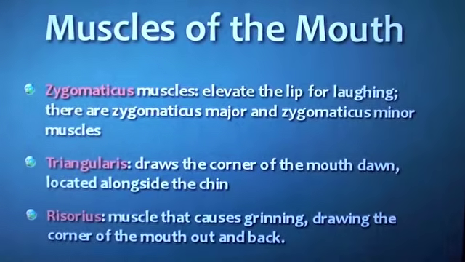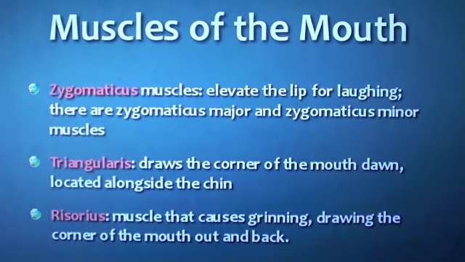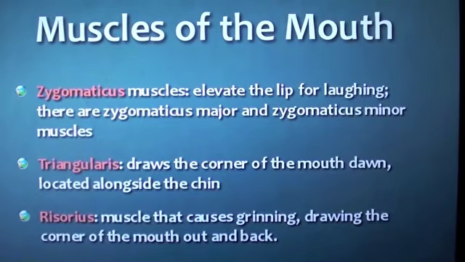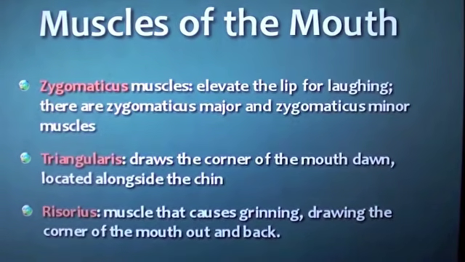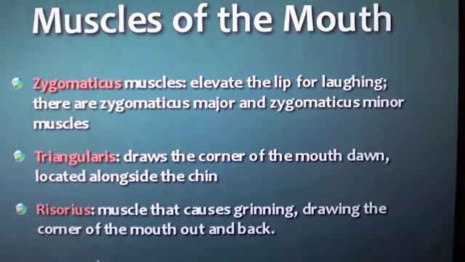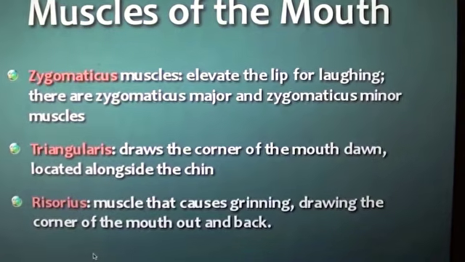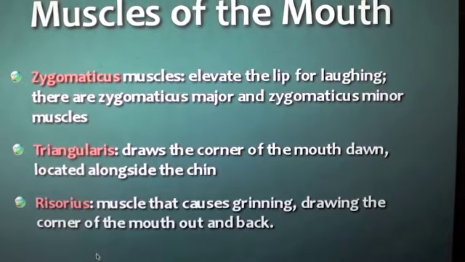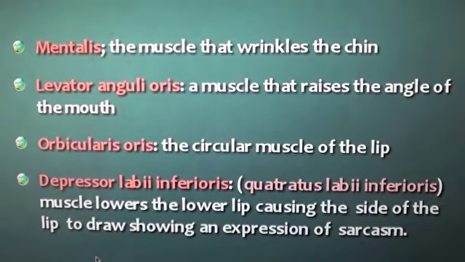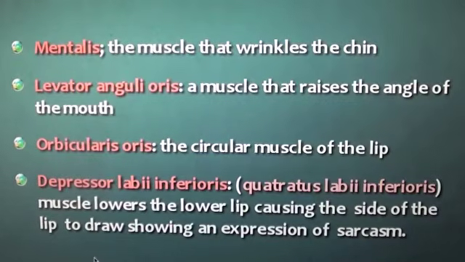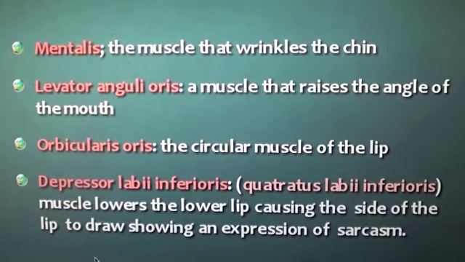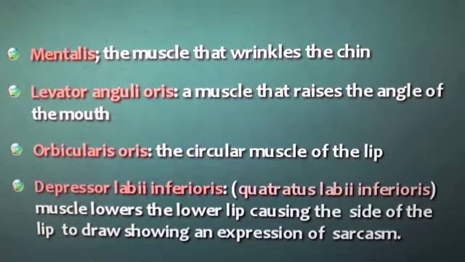Muscles of the mouth. Zygomaticus muscles elevate the lip for laughing. There are zygomaticus major and zygomaticus minor muscles. Triangularis draws the corner of the mouth down, located alongside the chin. Risorius, muscle that causes grinning, drawing the corner of the mouth out and back. Mentalis, the muscle that wrinkles the chin. Levator anguli oris, a muscle that raises the angle of the mouth. Orbicularis oris, the circular muscle of the lip.